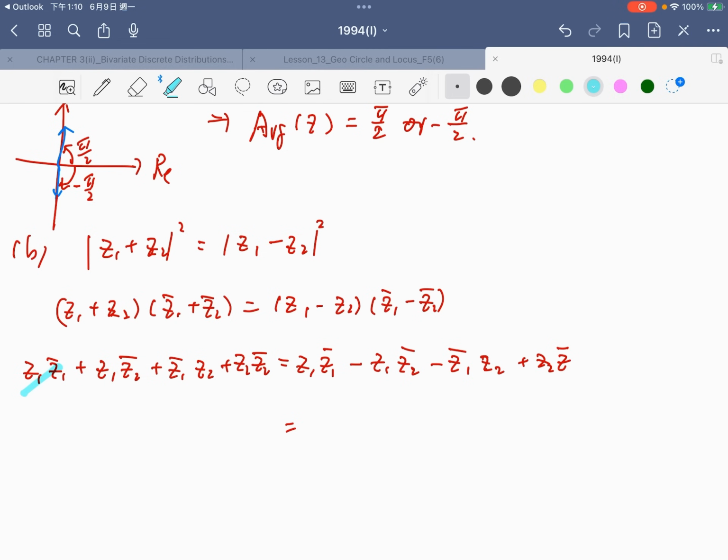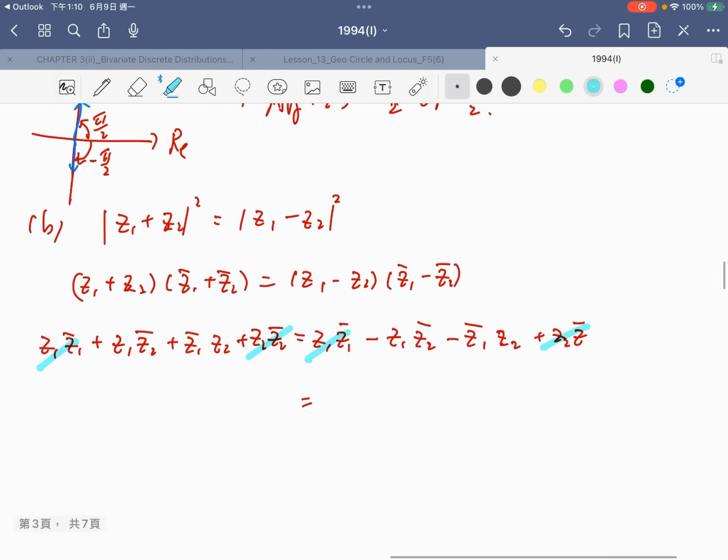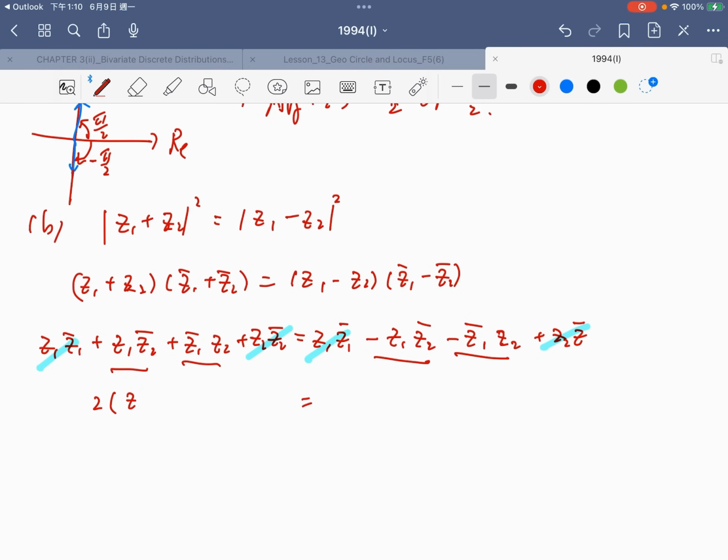And from this we can see that those terms are cancelled, and these terms are the same. These two terms are the same, and therefore we have 2 times z1 z2 conjugate plus z1 conjugate z2 equal to 0.